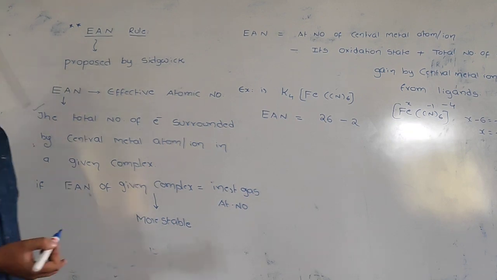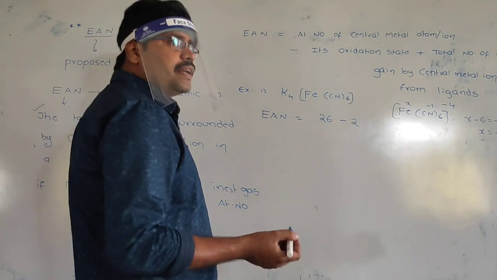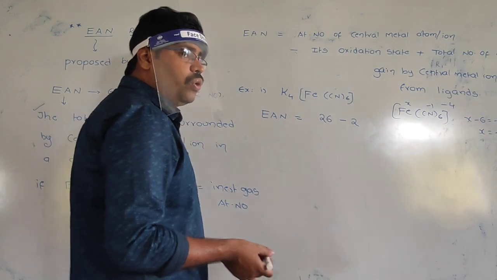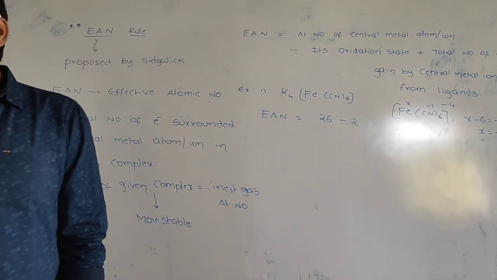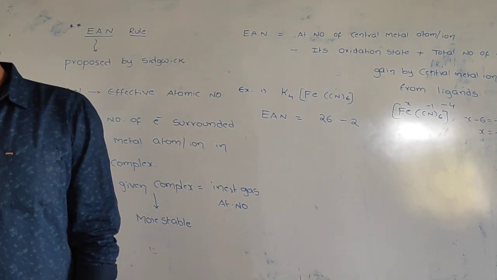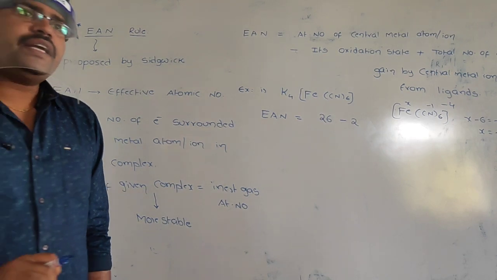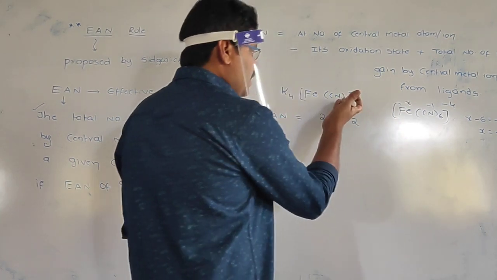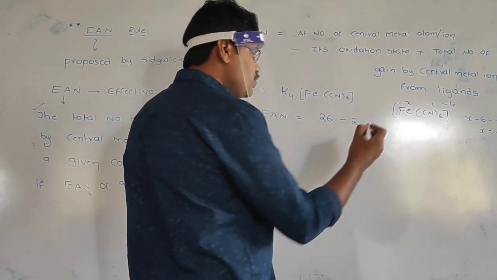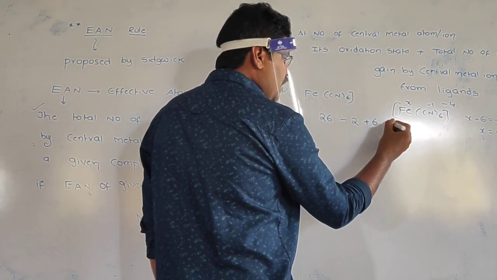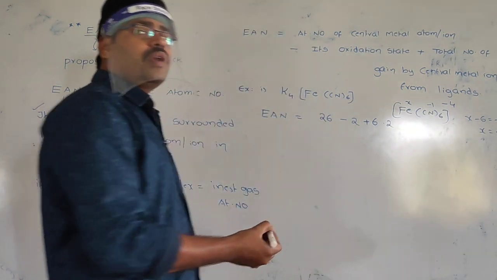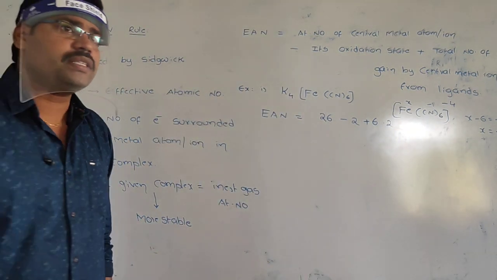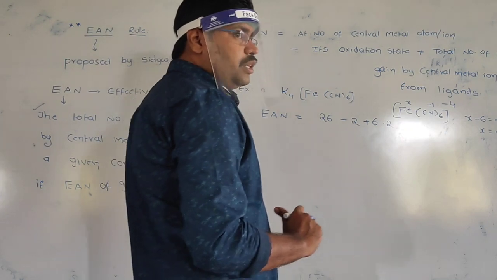Plus the total number of electrons gained by the central metal ion from ligands. We know all the bonds present in the complex are dative bonds. So each ligand is ready to donate how many electrons? 2 electrons. How many ligands are there? So each ligand donates 2 electrons, which means the total number of electrons gained by the central metal ion from ligands is absolutely 12. Is it fair?